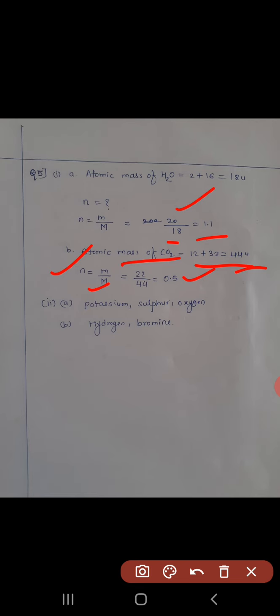And second, give the names of the elements present in potassium sulfate and hydrogen bromide. In potassium sulfate, the elements present are potassium, sulfur and oxygen, and in hydrogen bromide, hydrogen and bromine only.